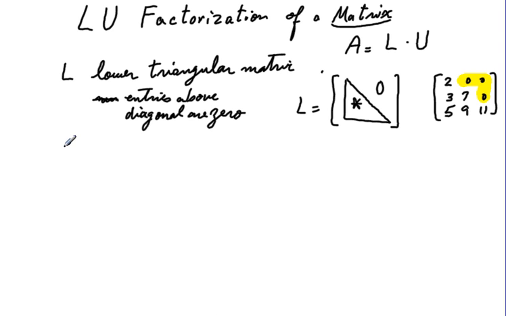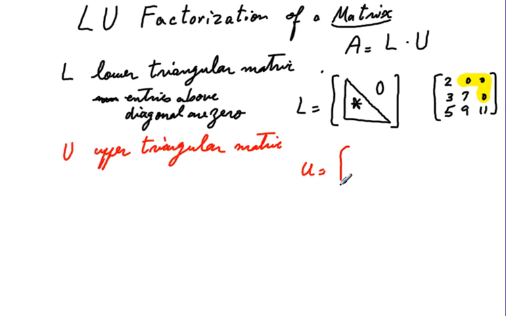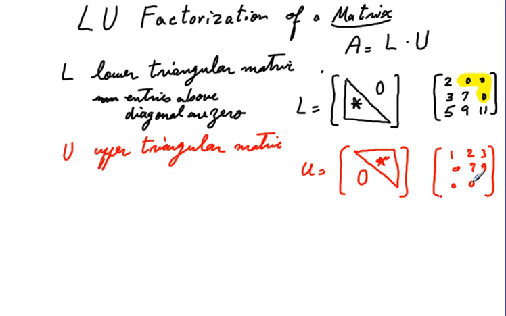Similarly, we have upper triangular U. In this case, your stuff is here. They may or may not be 0, but down here, definitely everything is 0. So an example of that would be like 1, 2, 3, 0, 7, 9, 0, 0, 11.